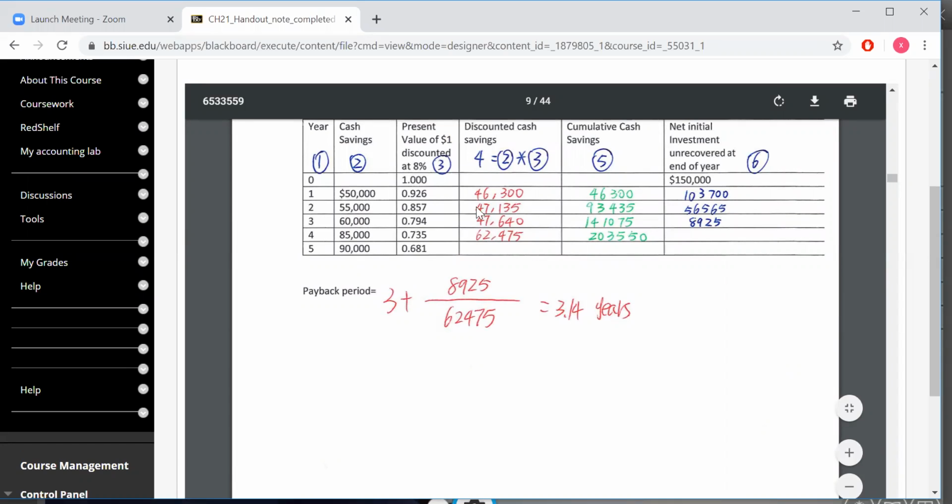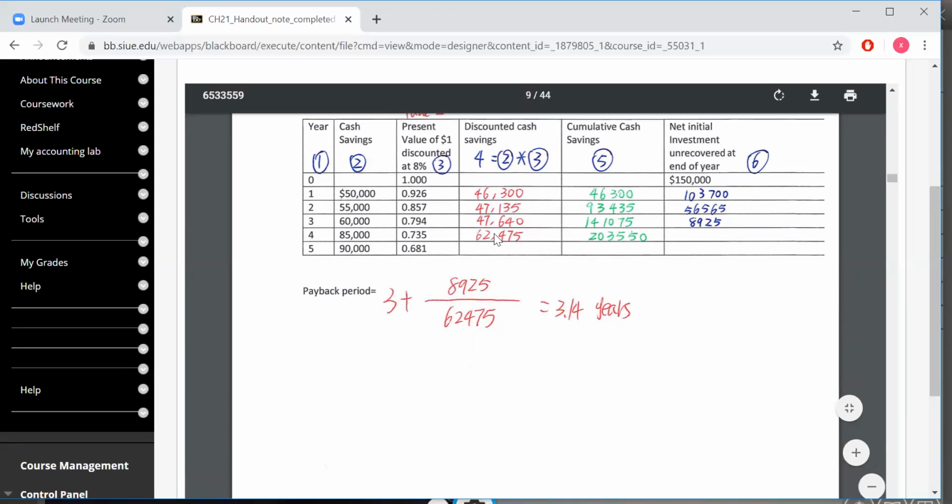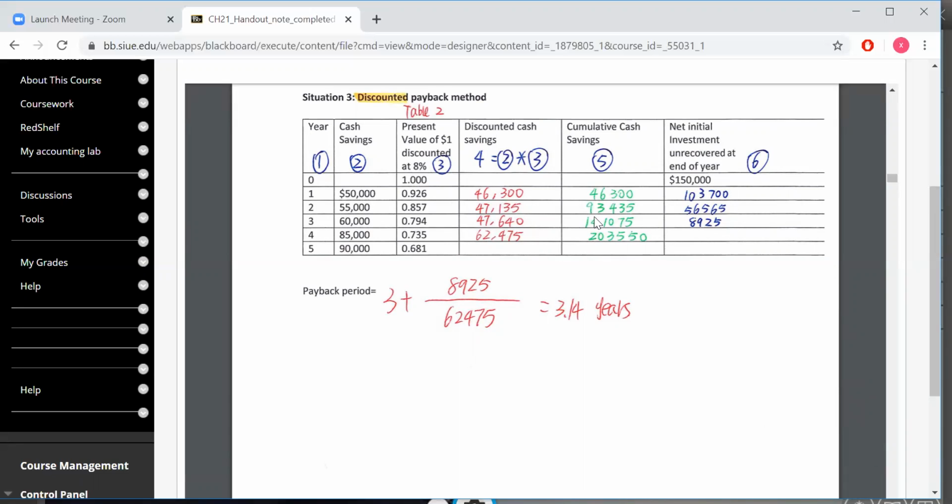So you got your discounted. The fourth column is your original time, your factor. So you can see this factor. This is from table 2. So you have this discounted factor, and then you find out the discounted cash flow. So instead of using the original one, we use the discounted cash flow.